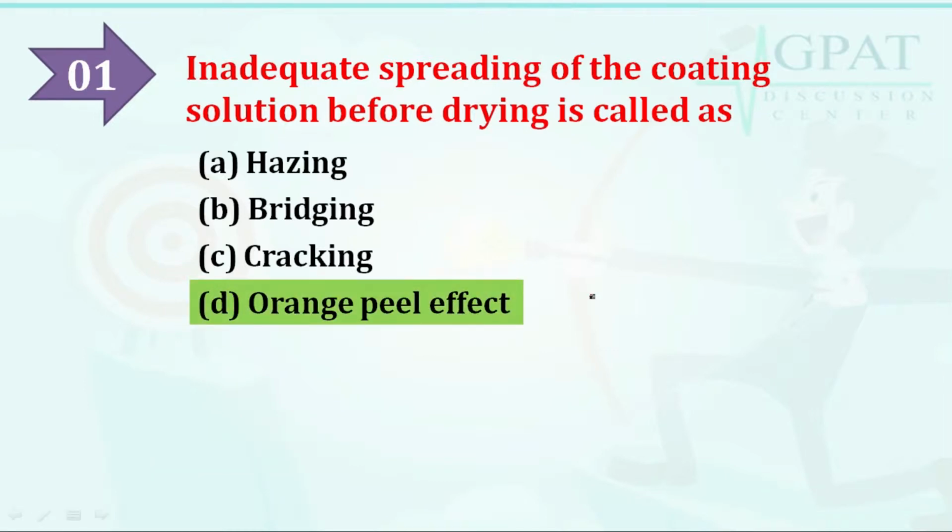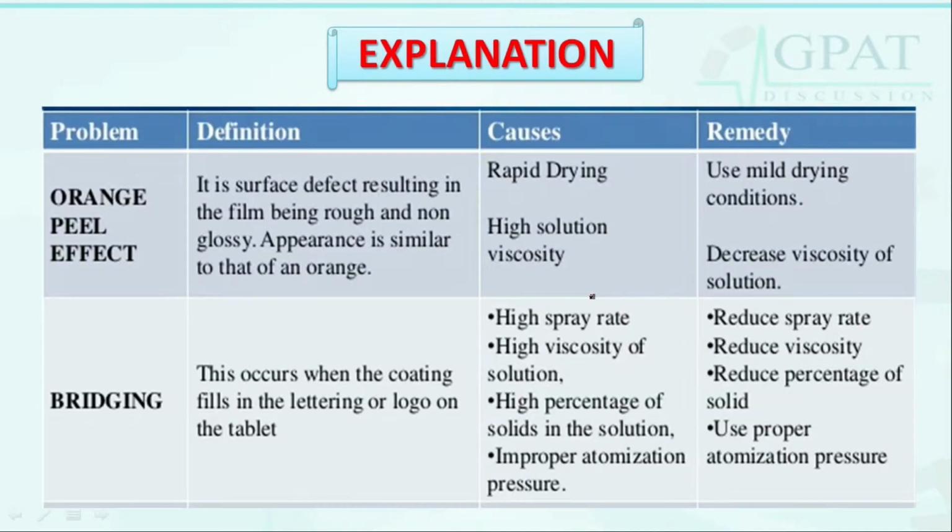orange peel effect. Orange peel effect is an inadequate spreading of the coating solution before drying, so it is called as orange peel effect. Let's discuss with the help of explanation. Here we have a chart, and there are two problems we are discussing in this. The first is the orange peel effect, and their definition, and what are the causes of the problem, and what is the remedy of this problem, how can we solve this problem.